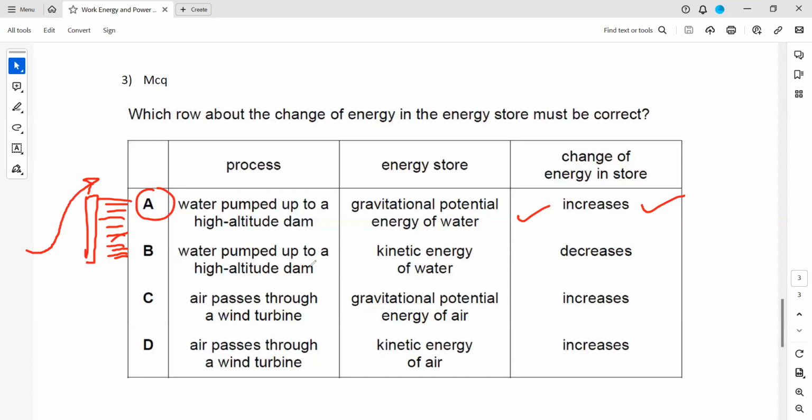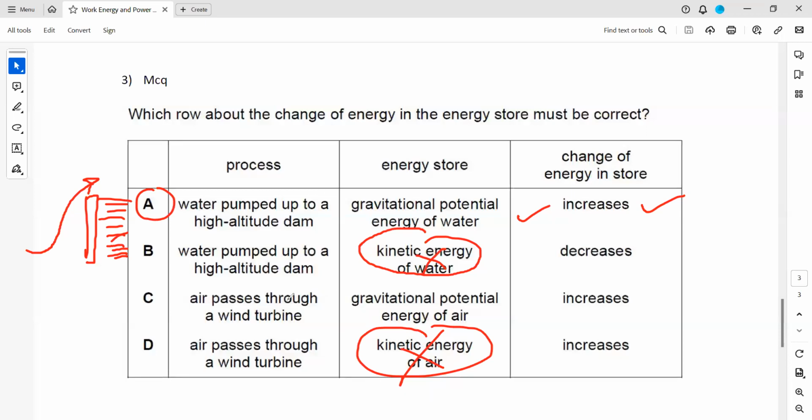In this case, what is actually the change of energy in store? The idea is that the energy which is stored is the gravitational potential energy. Kinetic energy is not the stored energy. So any option in which we say kinetic energy is stored, that is totally wrong. An object possesses kinetic energy, but kinetic energy is not the one stored. So that's why B and D cannot be an option at all. Now we are left with A and C.